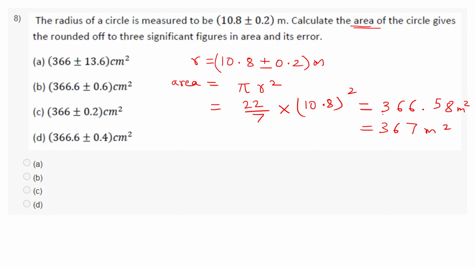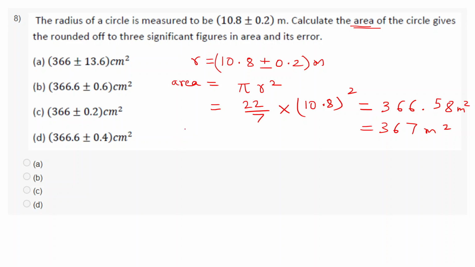Yeah, it should be rounded off to 367 according to calculation. It should always round it off to 367 meters square anyway. So this is the actual area value. Now what will be the error in it? So again we'll calculate the error.